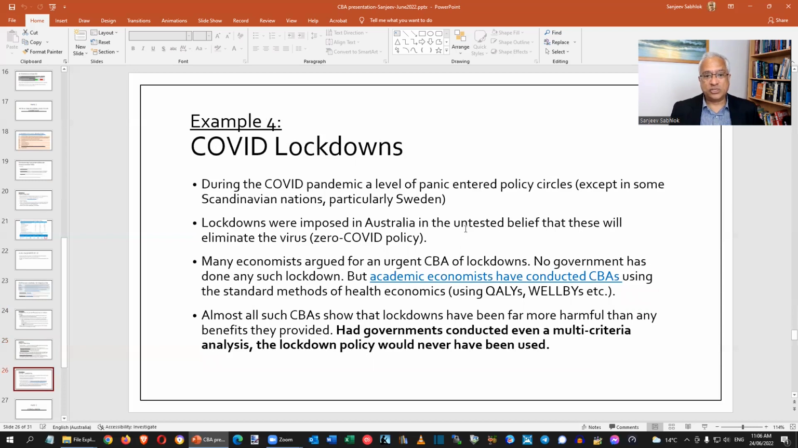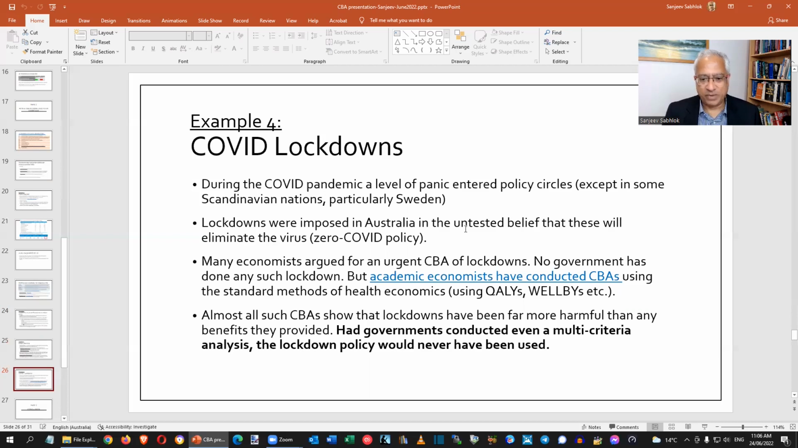The COVID lockdowns is, of course, the biggest disaster of all time. Nothing bigger than this has happened. No worse policy ever. And what happened here was that everybody, in the governments except Sweden, they said, okay, we'll eliminate COVID with zero COVID policy. And that's what they said, we'll do it through lockdowns. And it is never done before. And so they did it.